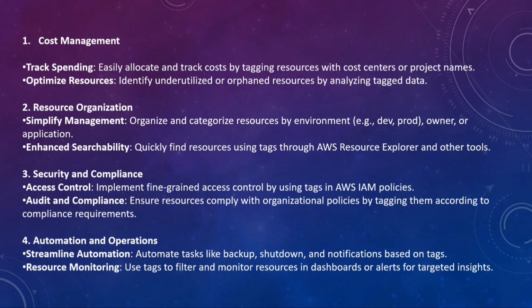Security and compliance. Access control: implement fine-grained access control by using tags in AWS IAM policies. Audit and compliance: ensure resources comply with organizational policies by tagging them according to compliance requirements.